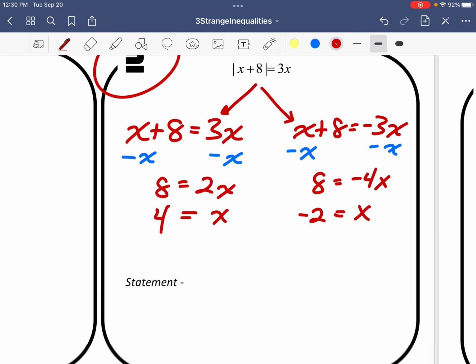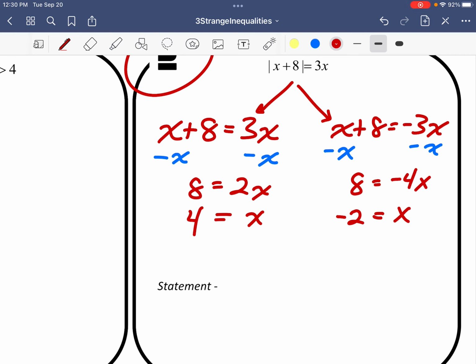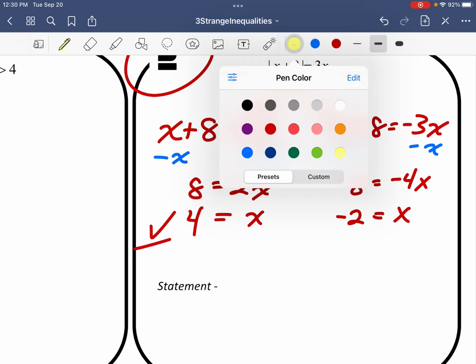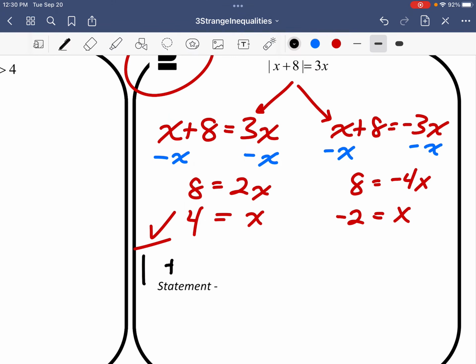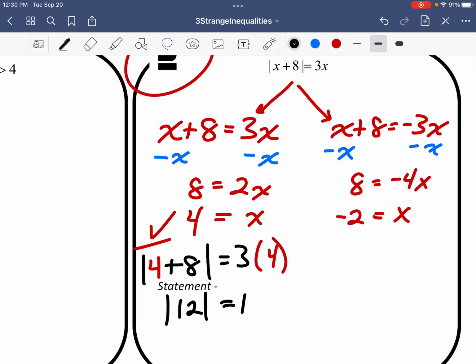Now remember, any absolute value problem you need to check. You need to check. So we plug the number 4 back into the original problem, and, well, what happens? You get the absolute value of 4 plus 8, and you get 3 times 4. Well, the absolute value of 4 plus 8 would be the absolute value of 12, and 3 times 4 is 12. So everything looks good there. Looks like it checked up.